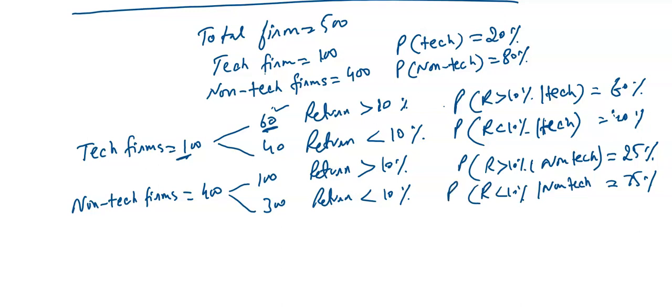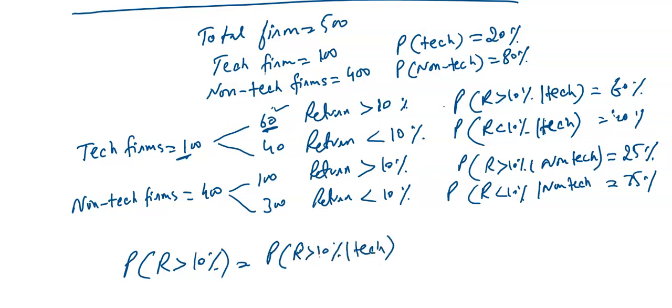Now I am asking a very important question. What is the probability of achieving return greater than 10%? This is the total probability. Let's solve it. You want to calculate the total probability of return greater than 10%. The probability of achieving return greater than 10% if you're a tech firm is 60%. And what is the probability that you will be a tech firm? 20%.